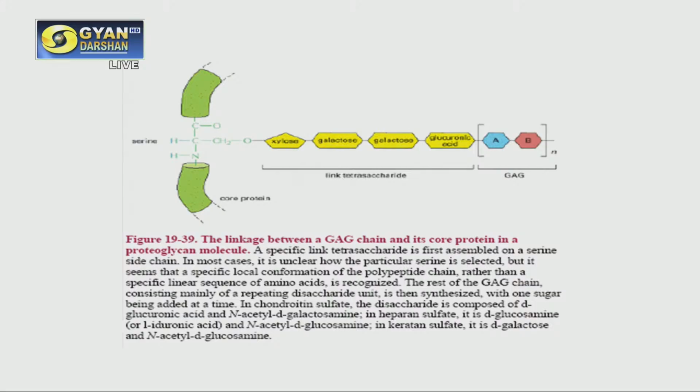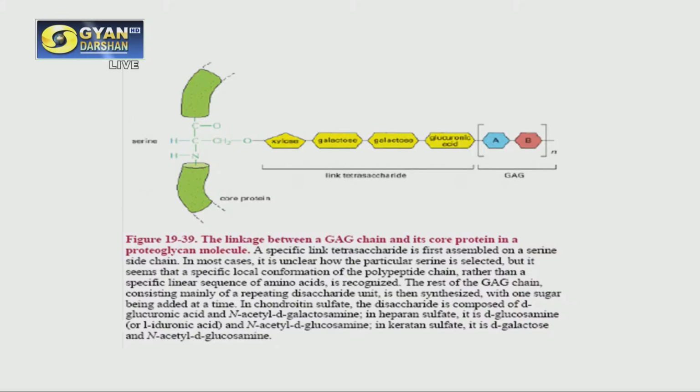That is serine. So the GAGs are connected to the serine residue of a core protein through a link tetrasaccharide, and that link tetrasaccharide consists of xylose, galactose and glucuronic acid. So you see that this linkage with the core protein is also very specific. I mean, to which amino acid it will link and how it will link, through this link tetrasaccharide unit, that is also very conserved, because some conserved sugars are a part of this link tetrasaccharide.